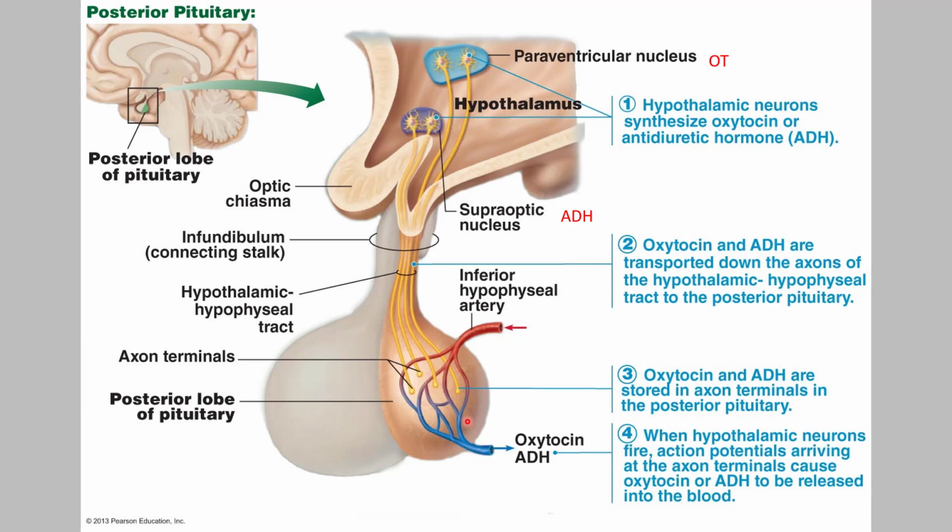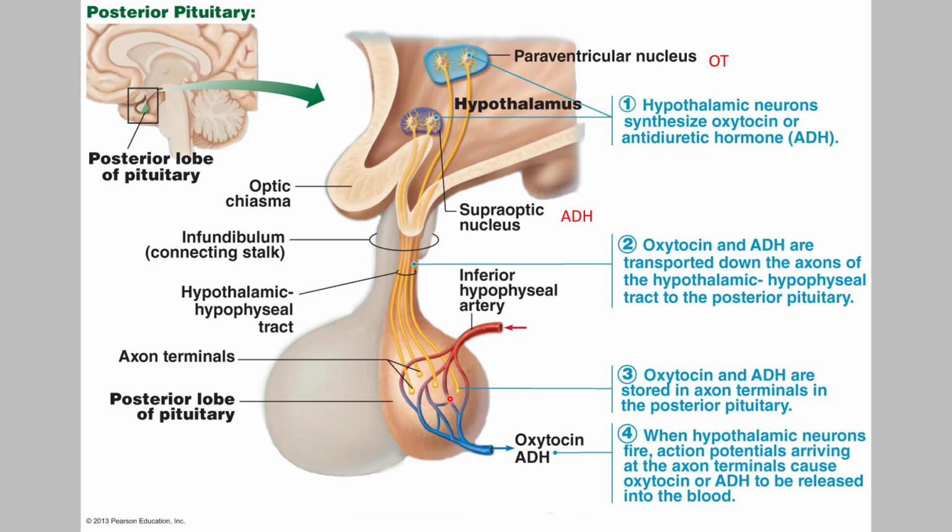We're going to be looking at two hormones today. Cells up here in the paraventricular nucleus make a hormone called oxytocin, abbreviated OT. Cells in the supraoptic nucleus make a hormone called the antidiuretic hormone. Sometimes it's also called vasopressin. Antidiuretic hormone, abbreviated ADH. So, oxytocin is made in the somas of the paraventricular nucleus. It travels down the axon and it is stored in the axon terminals of the posterior pituitary. ADH is made in the soma of the supraoptic nucleus, travels down the axons, and is stored in the axon terminals here in the posterior pituitary.